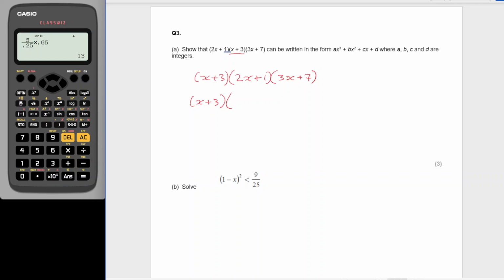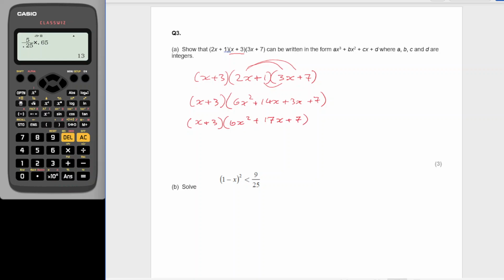That's going to give me, so I tend to use the construction line method. So 2x times by 3x would give me 6x squared. 2x times by 7 would give me 14x. 1 times 3x would give me 3x. And then 1 times 7 would give me 7. Then I want to tidy up that middle part. So I've got x plus 3 multiplied by 6x squared plus 17x plus 7.